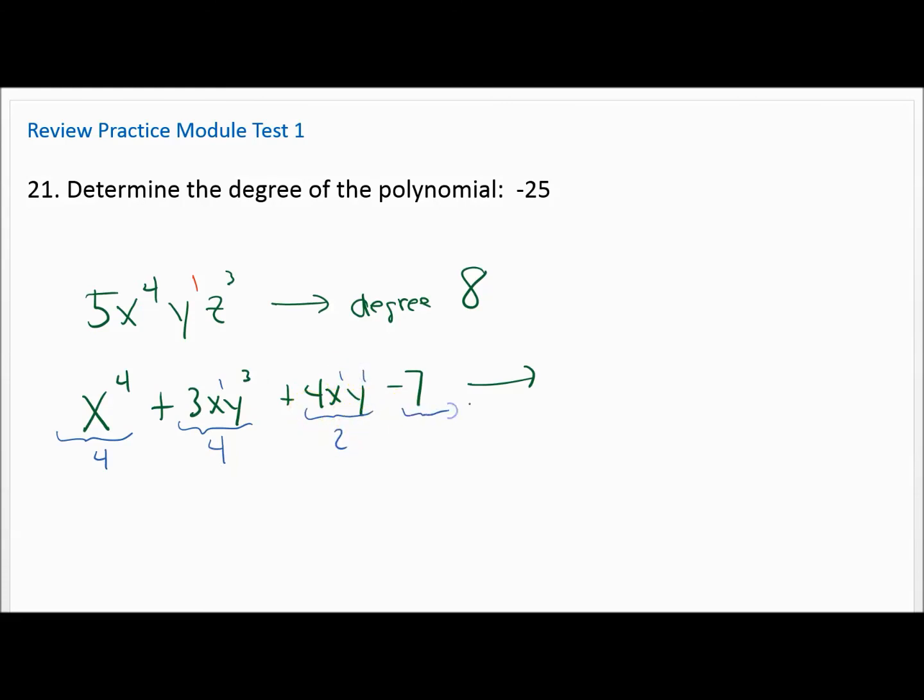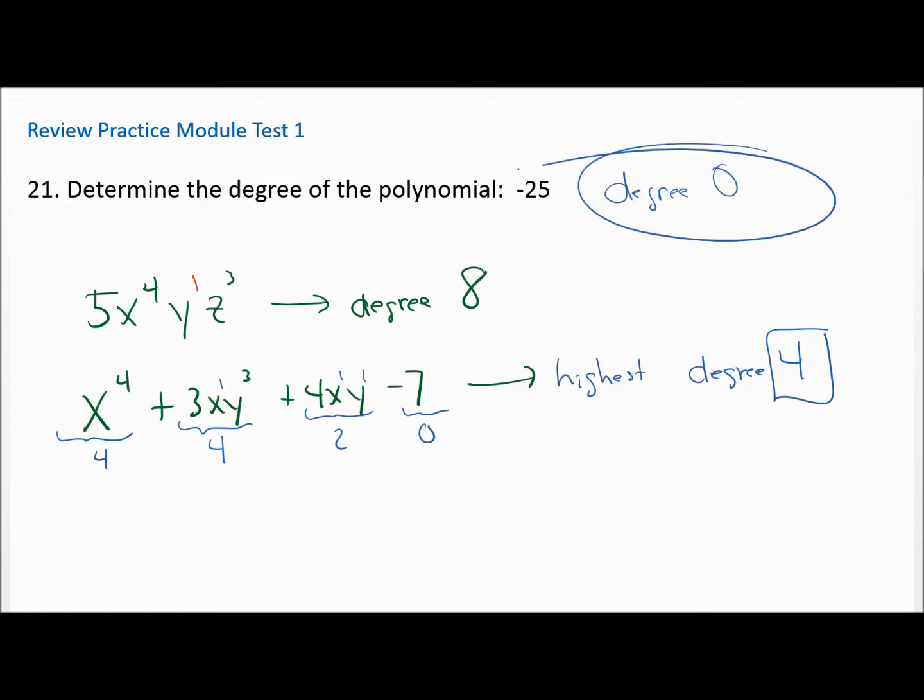What's the degree of that? Well, there's no x at all, right? So that's a degree 0. Now, when you have a polynomial that has more than one term, therefore more than one degree, you take the highest of all those numbers. So this is degree 4. Okay, so that's a degree 4. Which brings me back to our original problem. There is no variable part here, so this thing is a degree 0. That's all that we've got there, degree 0.